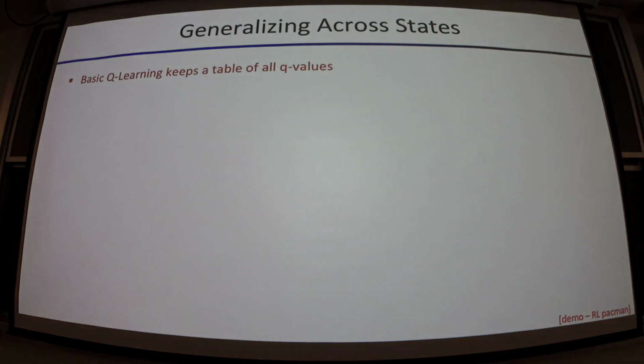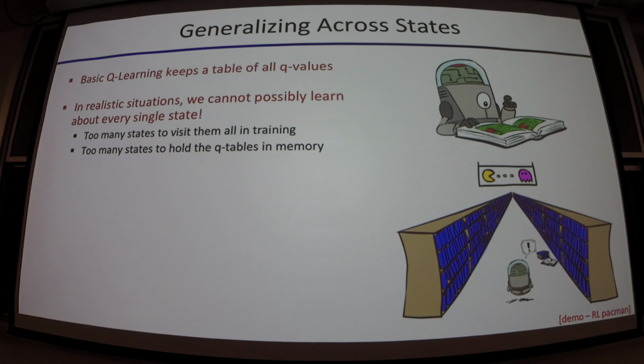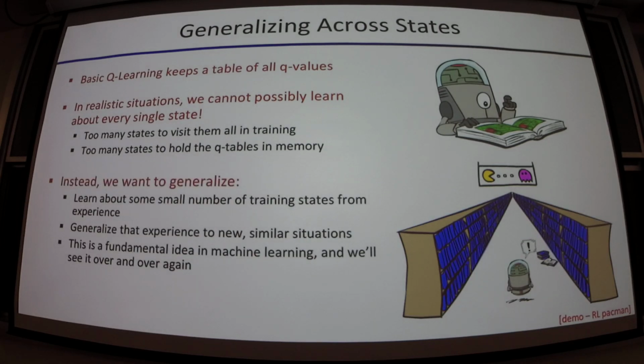Okay, so basic Q-learning has to keep a table around of all the Q values. In realistic situations, there's no way that we can possibly learn about every single state. In fact, we may not even be able to hold every single state in memory. So instead we're going to generalize. We're going to learn something based on how states are similar under some definition of similarity. We're going to use this to inform how we do our actions. So we learn from some small number of training states, then we generalize that experience to new similar situations. This is very similar to what we were talking about a minute ago about transfer. It's all over machine learning, and we'll see it a bunch here, especially at the end of this semester. We're going to start talking more about machine learning in general.